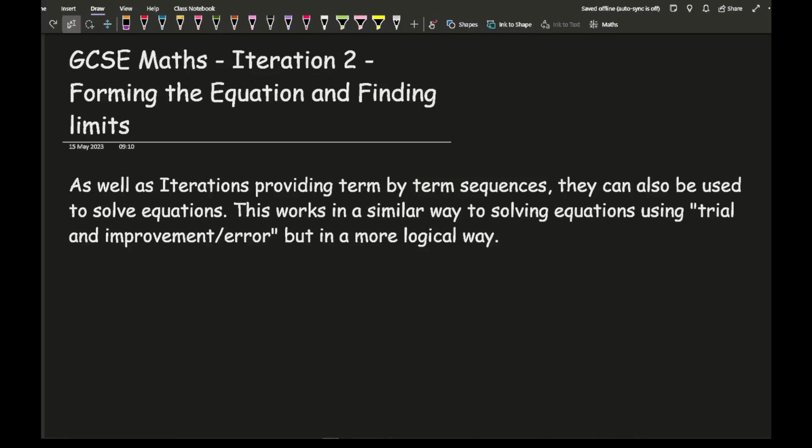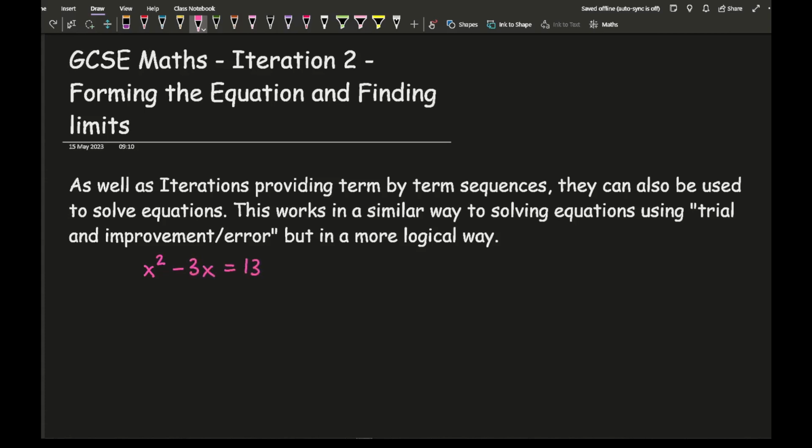Now, this works in a similar way to solving equations using trial improvement or trial and error, but in a more logical way. Now, if you're not sure about what trial improvement is, this is when you were given the equation, so let's just make one up. Let's go for x squared minus 3x equals, let's say, 13.